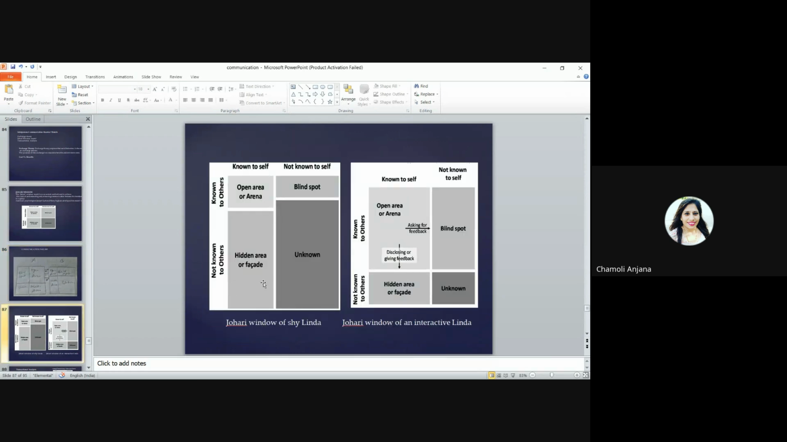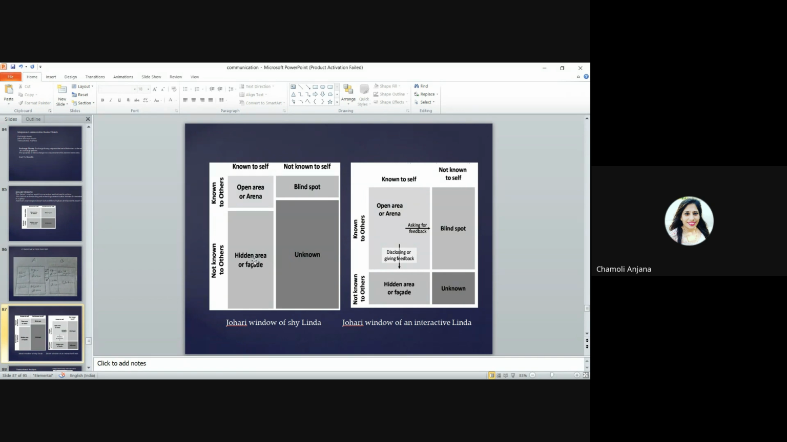And they will be able to interact. For example, if you see here, the open area is very small, the hidden area is big, the unknown is big, and this is big. The only concern for us is that this is very small. So how do we increase this open area? We need to increase this, vertically. If I have to increase this, then this has to come down. The hidden area has to reduce, right?